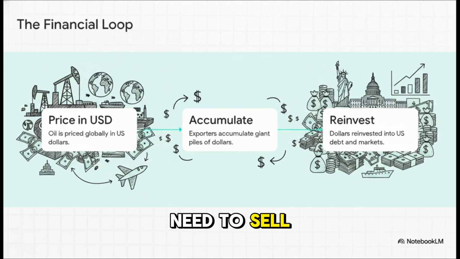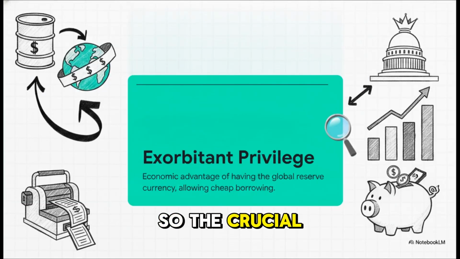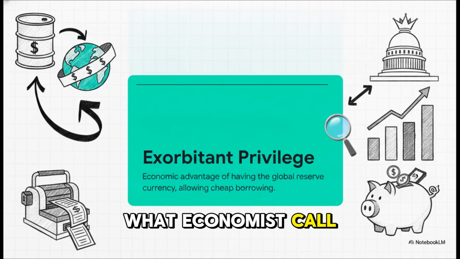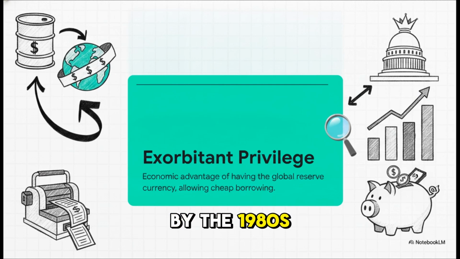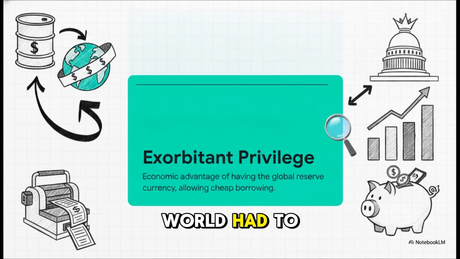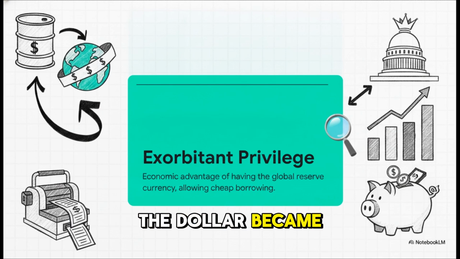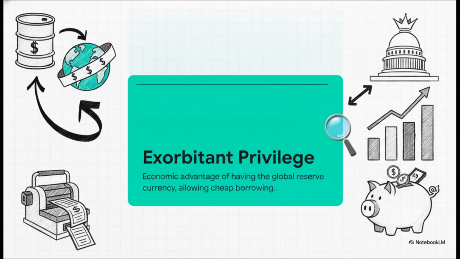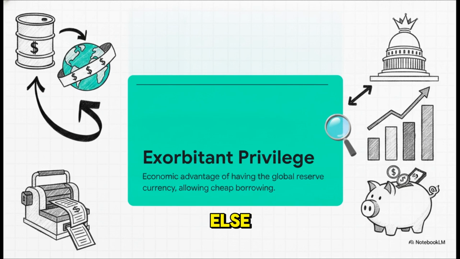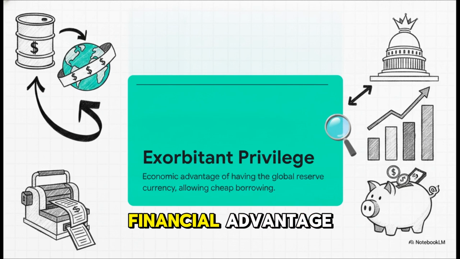America doesn't even need to sell oil. It just needs the world to use dollars to buy it. So, the crucial point is, this recycling machine gave the US what economists call an exorbitant privilege. By the 1980s, this was an incredible economic superpower. Because the entire world had to hold dollars to buy energy, the dollar became the ultimate global safe asset. This allowed the United States to borrow cheaply, run huge deficits, print money, and push much of its inflation onto everyone else. It was a perfectly legal, massive financial advantage.